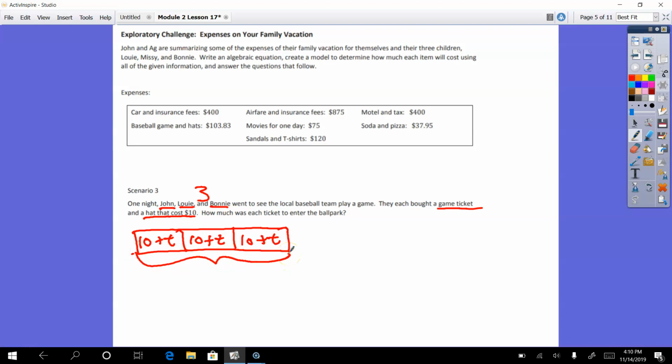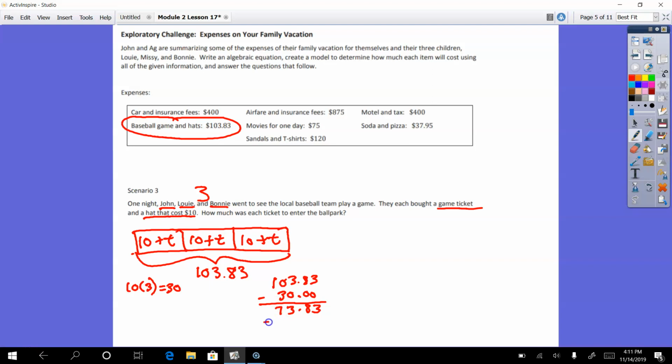The total right here was $103.83. Okay, so 10 times 3 is 30, so it cost them $30 for the hat. So $103.83 minus 30. That's how much we know has been spent. $73.83.